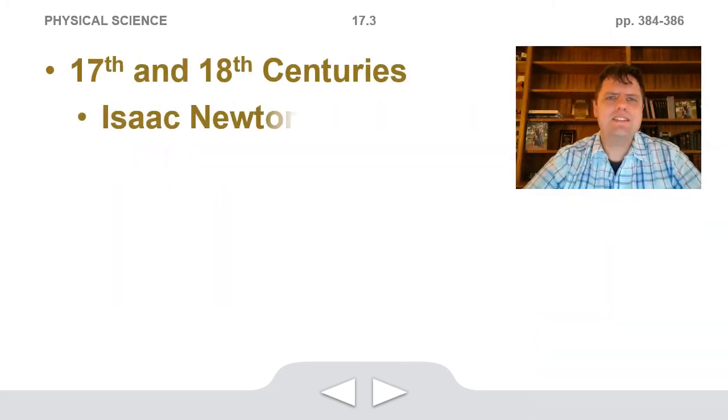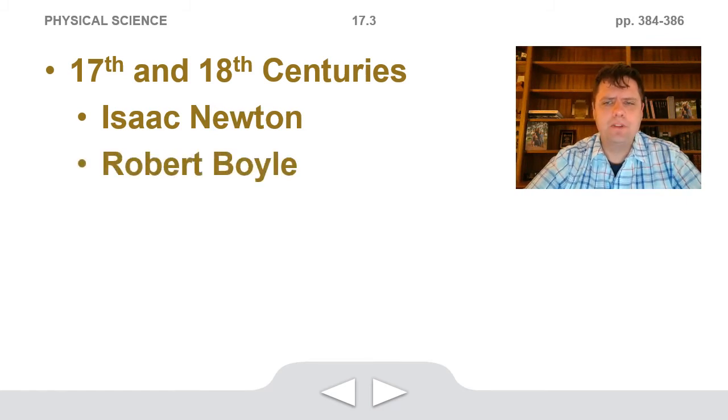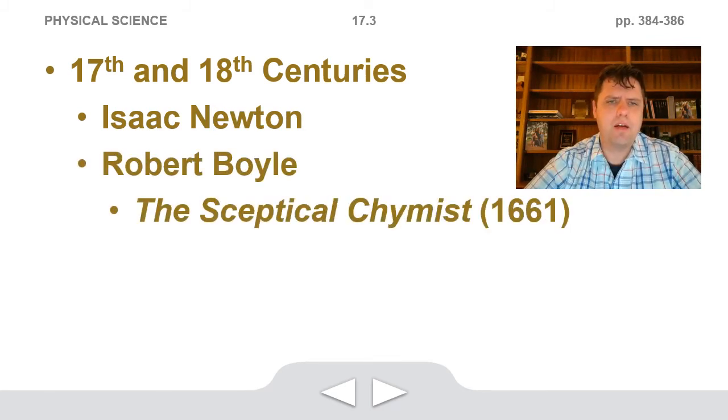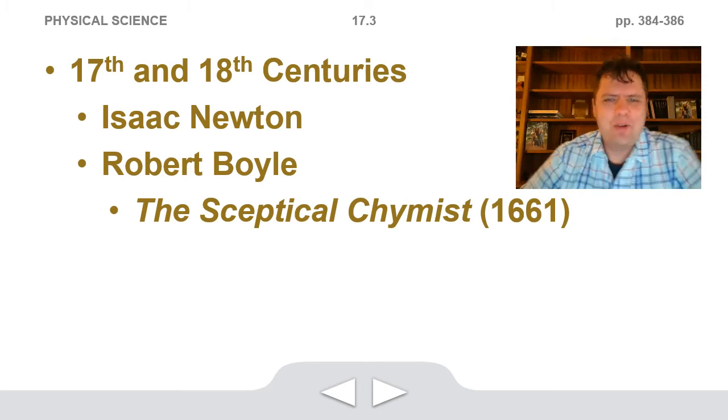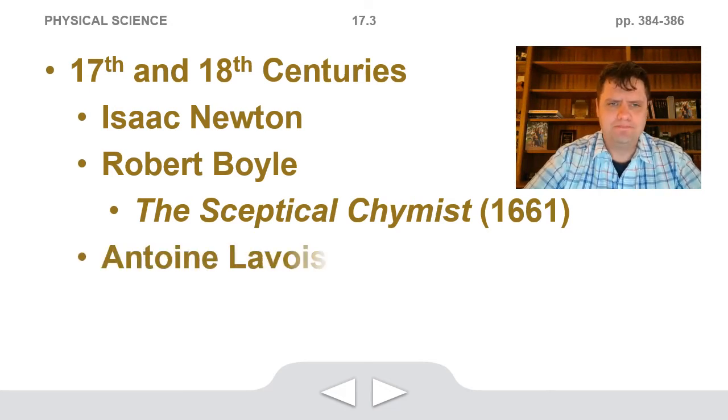In the 17th and 18th centuries, you have a couple of notable individuals that you should be aware of. Isaac Newton and Robert Boyle are considered the predecessors to modern chemistry. Robert Boyle for sure. One of his most famous works is The Skeptical Chemist. Notice the spelling there is a little bit different than we would spell it now in English, but that work in 1661, Robert Boyle is thought by many to be the father of modern chemistry.